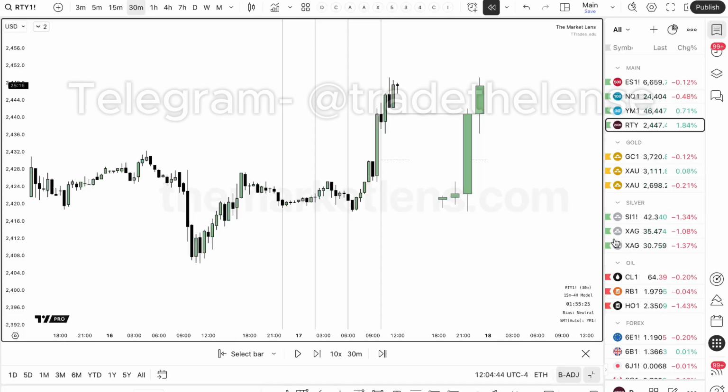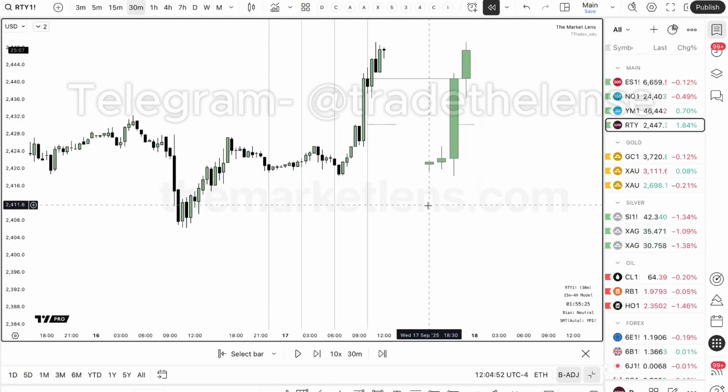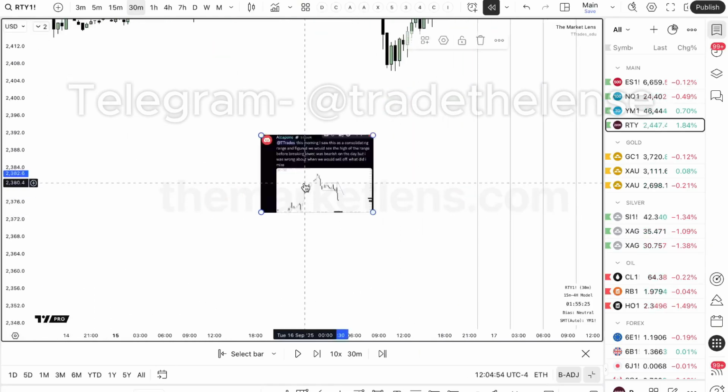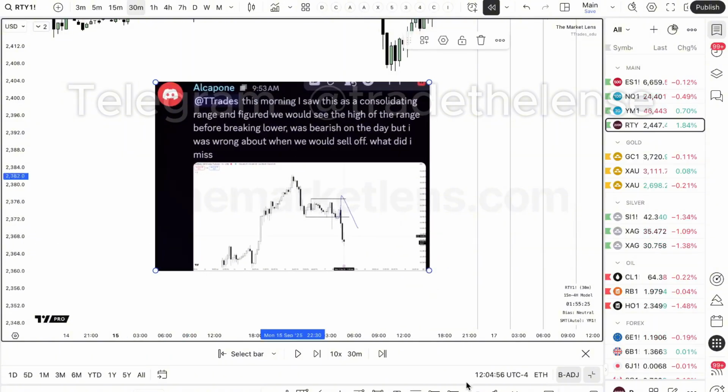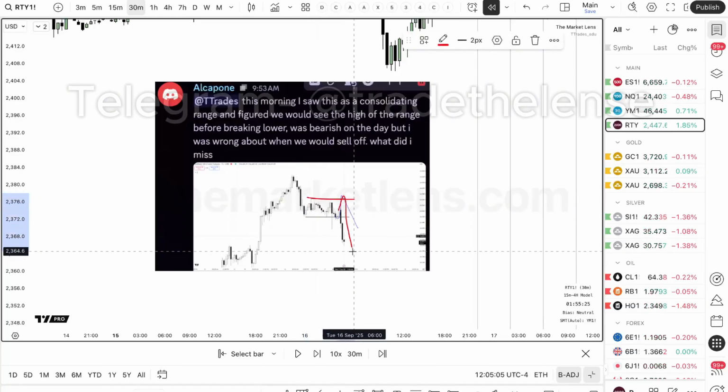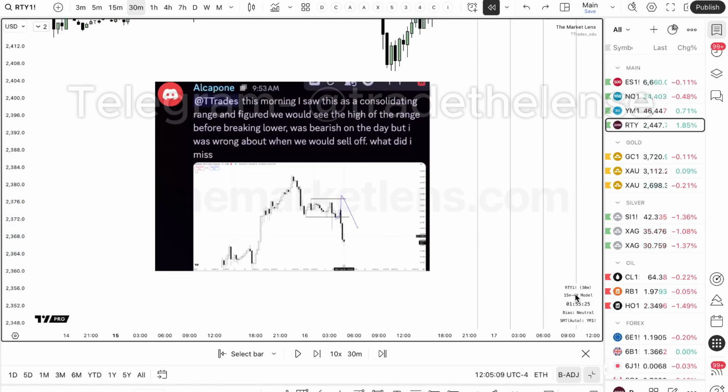This morning I saw this as a consolidation range, and I figured we'd see the high of the range before breaking lower. So that's the correct insight to have. Let's go take a look here. It's correct to view it in this way, these phases of price, right? Because you have expansion met with expansion, which is a reversal. You have a consolidation. You want to see that consolidation high taken to then trade lower. What is the only exception where you can trade without that high being taken? Who can answer?